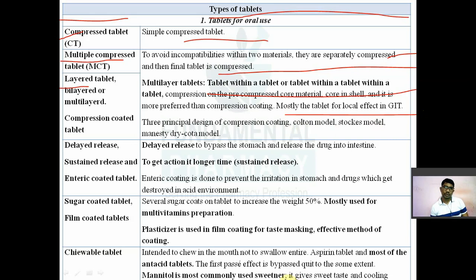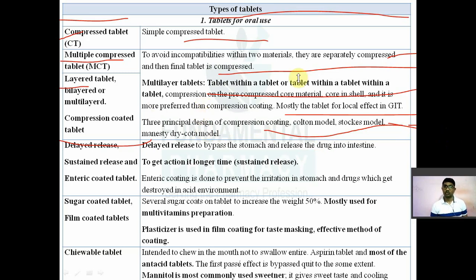Then compression coated tablet. As I have told, this multiple compression may be used for coating of tablet. Compression coated tablet is done in three principal designs: compression coating, Colton model, and Stokes model. Don't pay too much attention right now to what each of these is, just remember that compression coating has three different designs.